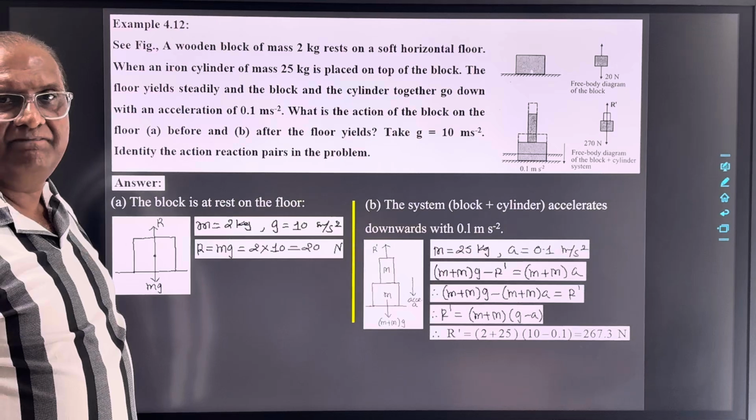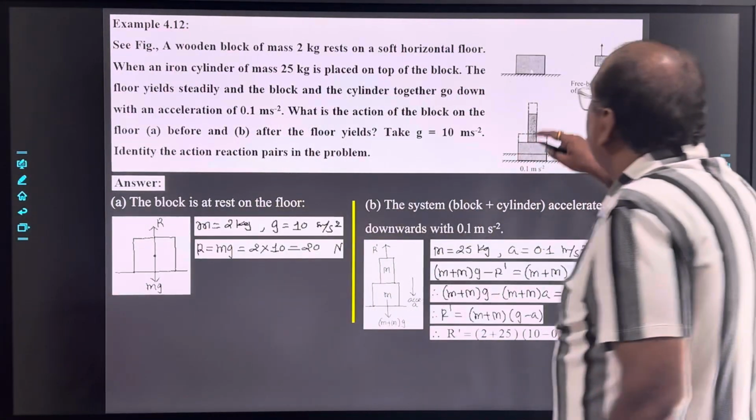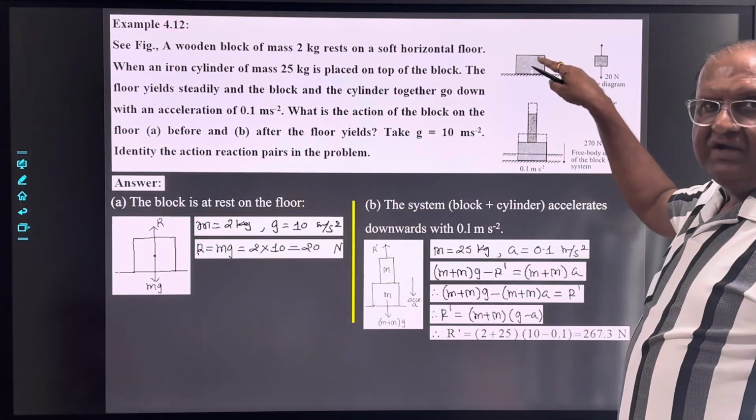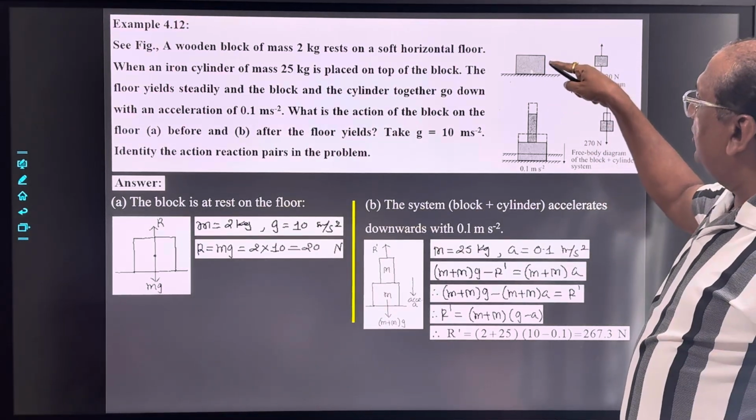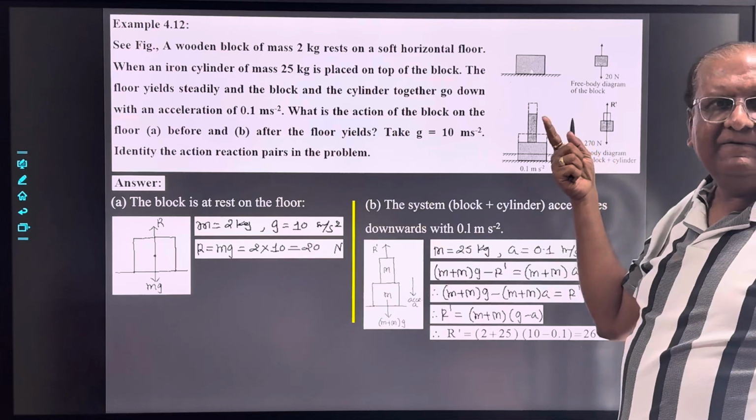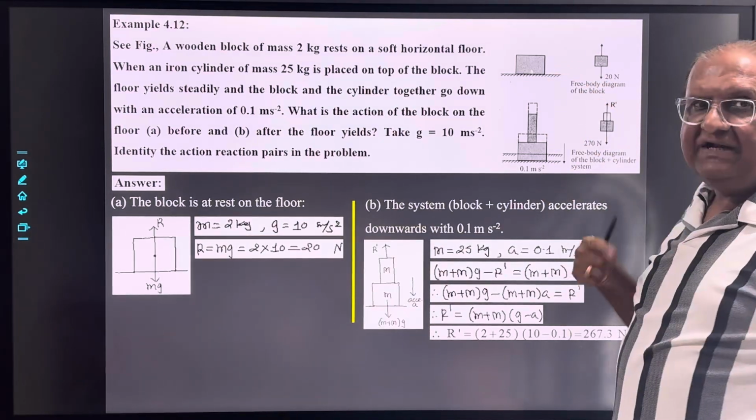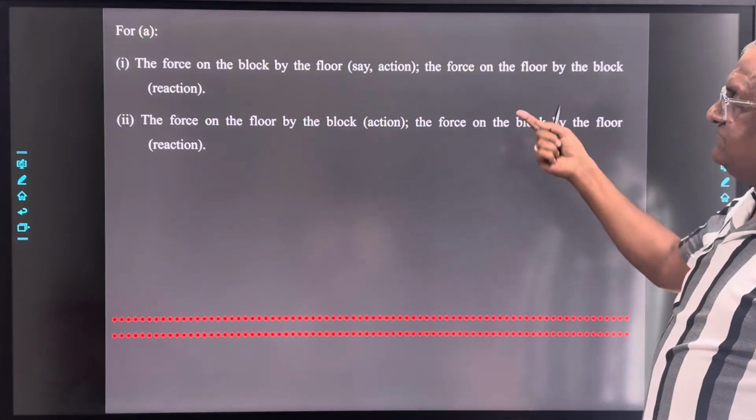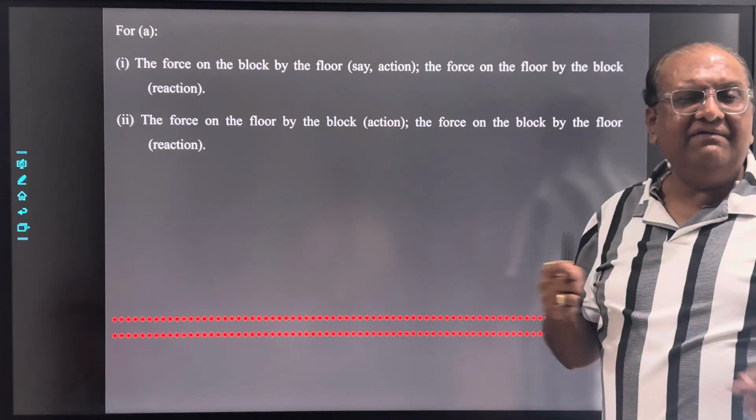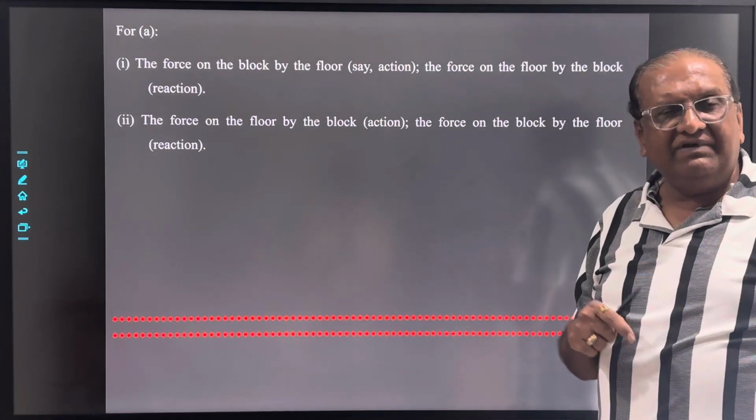Now see here, we have to identify the action-reaction pair in the problem. So in the first case, the force on the floor by the block, if we say that is the action, then the force on the block by the floor, that is the reaction. Or if we say the force on the block by the floor is the action, then the force on the floor by the block is the reaction.